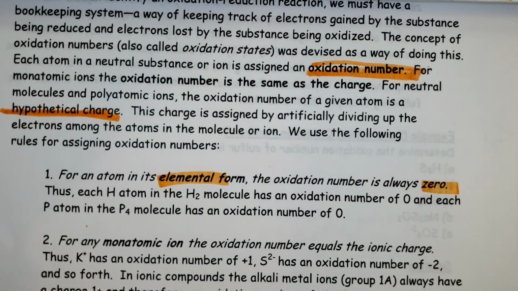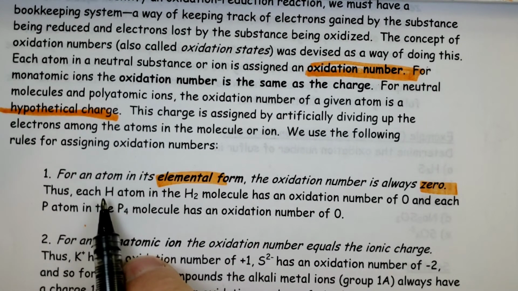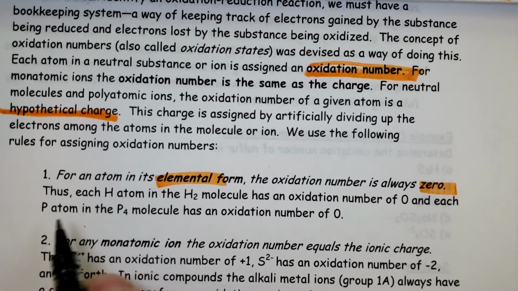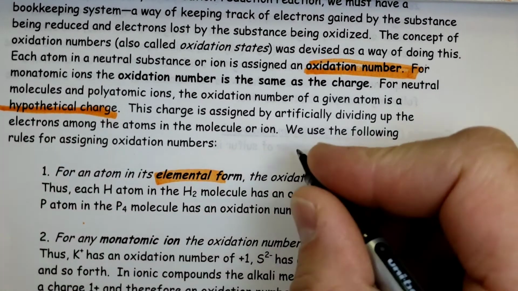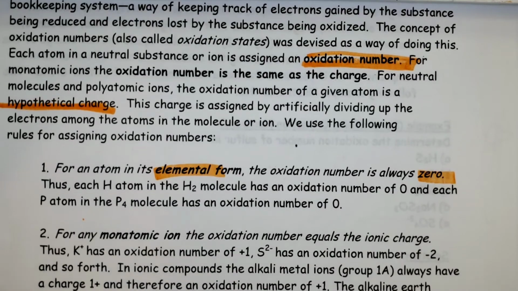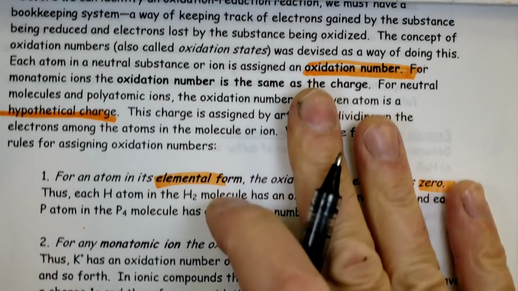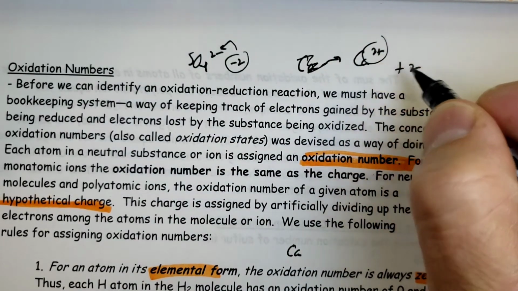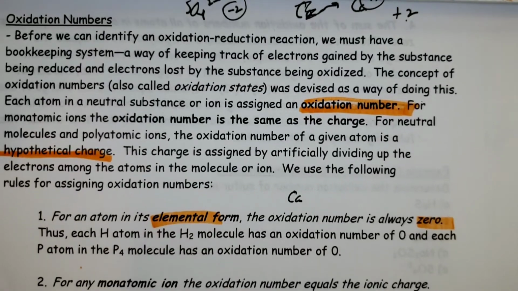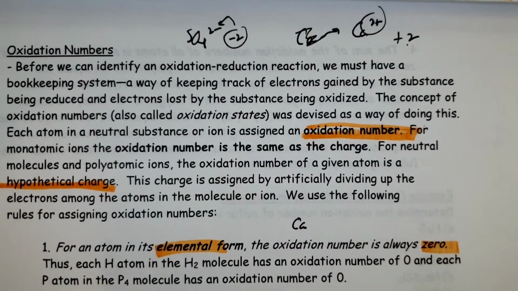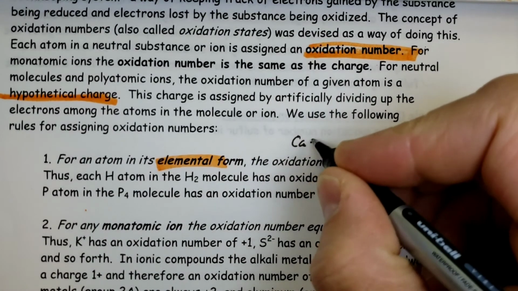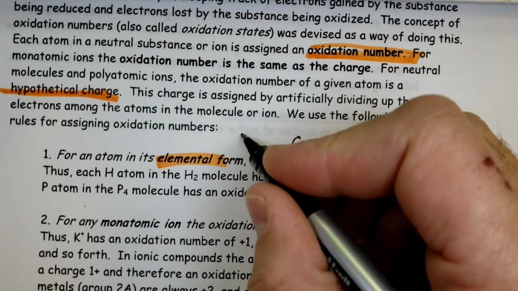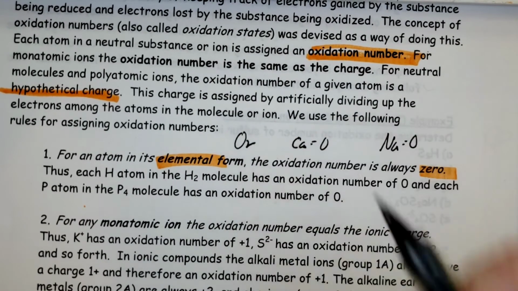So for example, if I have an H2 molecule, it's just simply 0. Each of the H's in there is 0. If I have a P4 molecule, each P is just simply 0. If I just have calcium by itself, it's going to be 0. Now, if I'm looking at the calcium ion, it's +2. So that's for a monatomic ion, which is what we're talking about up there. But if it's just an element, it's simply 0. Or sodium, it's simply 0. Oxygen, each oxygen is just simply 0.